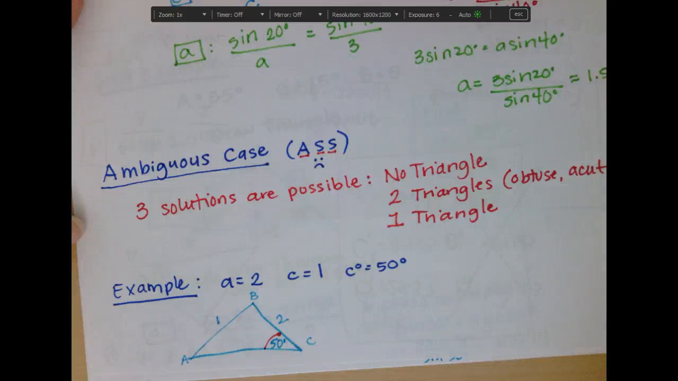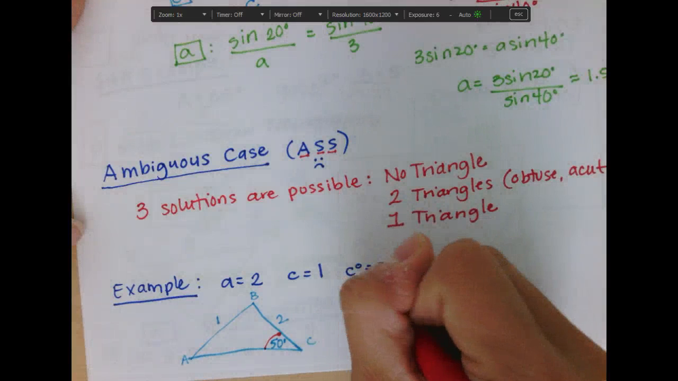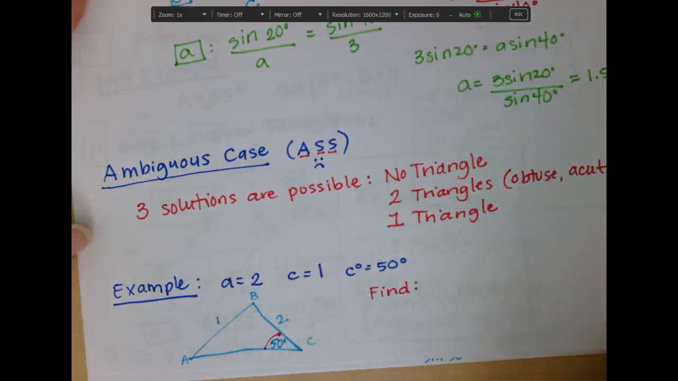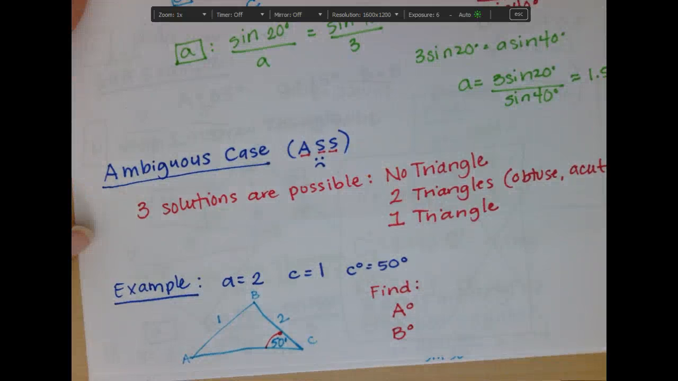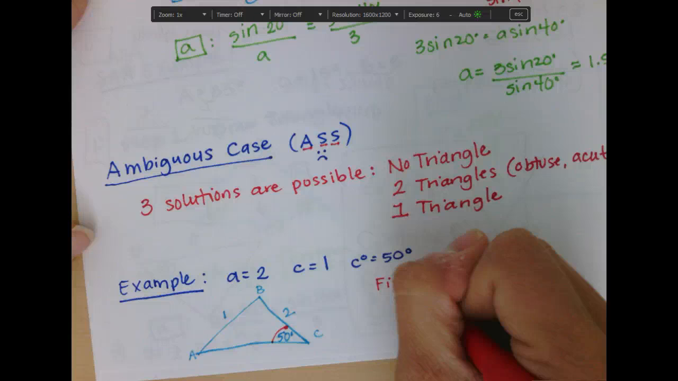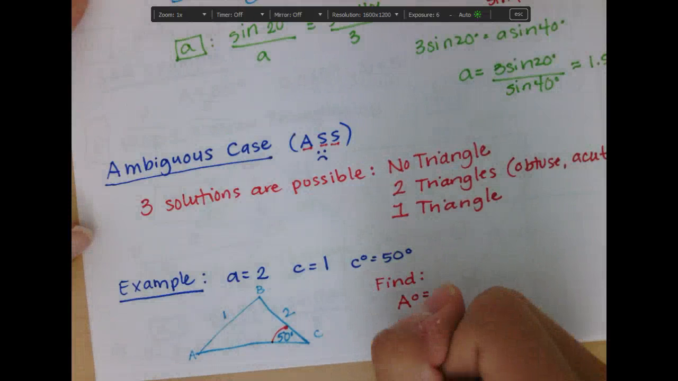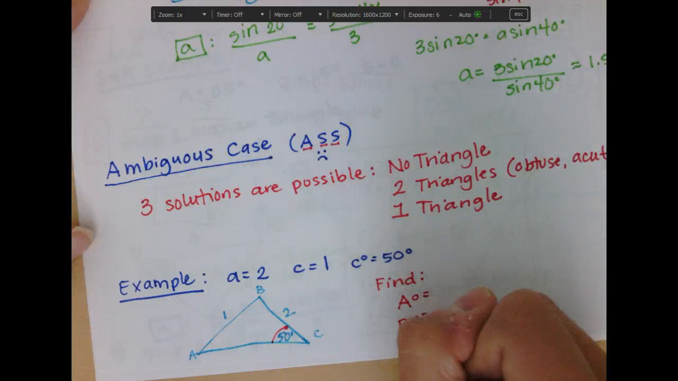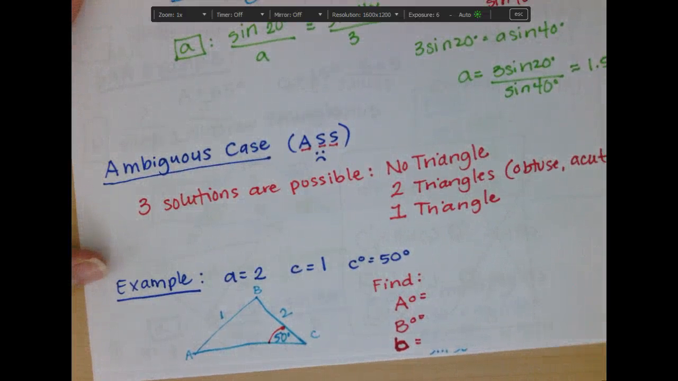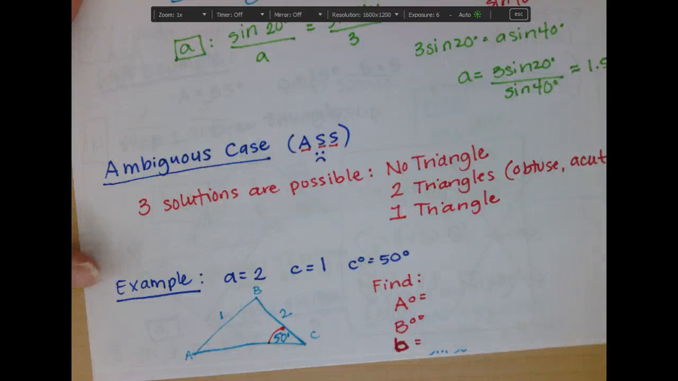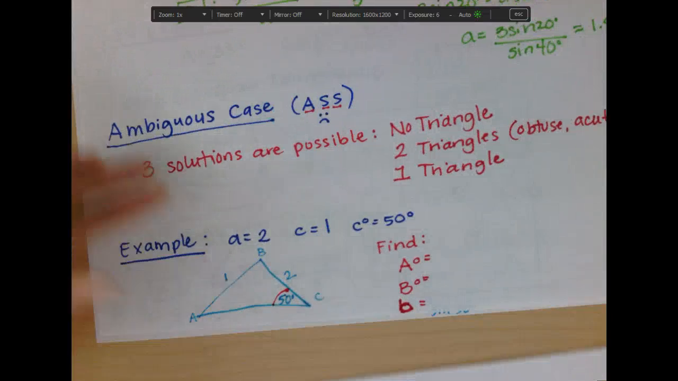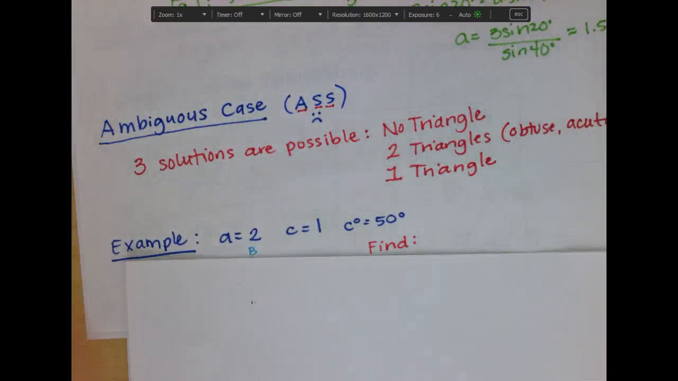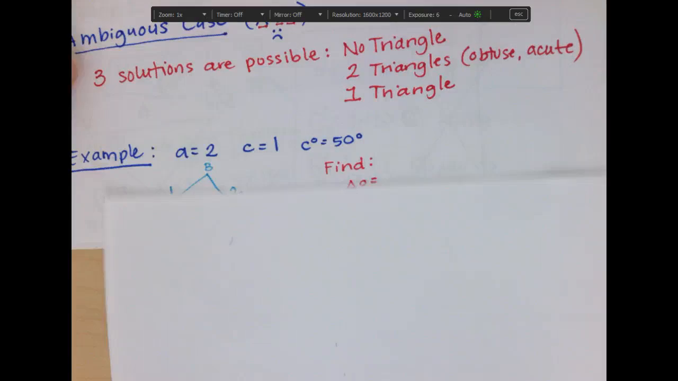Alright, so if we figure out what it is that we need to find, we need an angle, we need another angle, and I wrote down the wrong side there. And we need side B. So there are 3 things that we need to solve for, 2 angles and a side. So the process of solving that is going to look a little bit different this time.